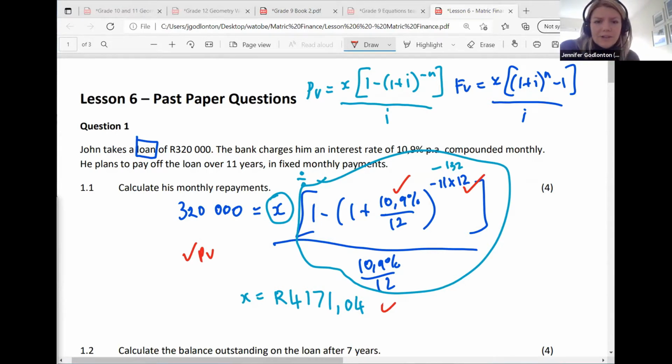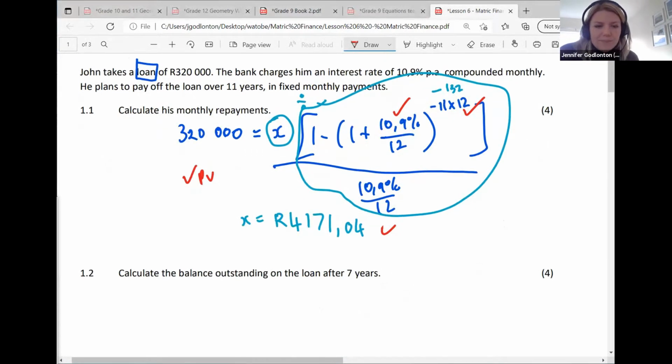Remember, the cool thing with financial maths is that if we have the right formula and we know how to put everything in correctly, that's where the bulk of our marks are. So if we make a mistake on our calculator, it's not the end of the world. All right, let's have a look at the second part of this question.